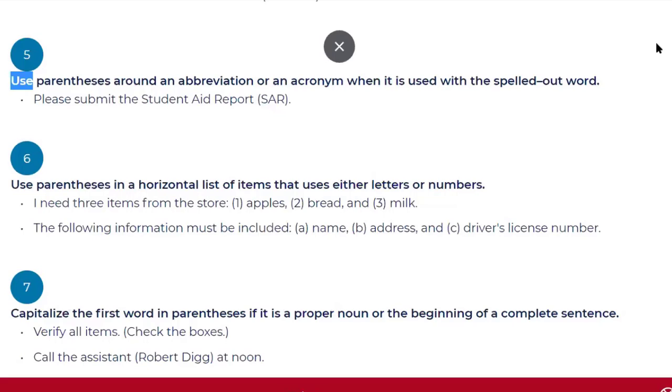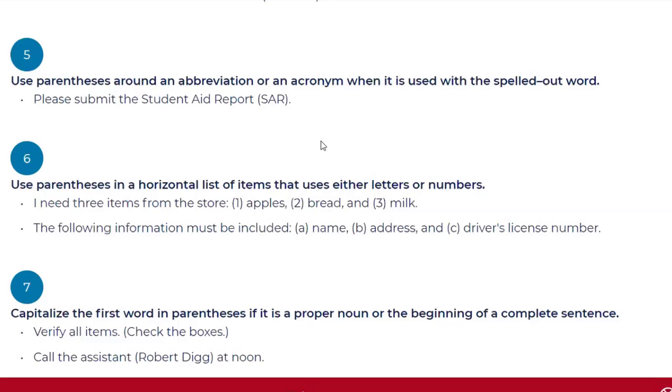Use parentheses around an abbreviation or an acronym when it is used with the spelled out word. Please submit the student aid report (SAR). Okay. So can you explain what is the rule?